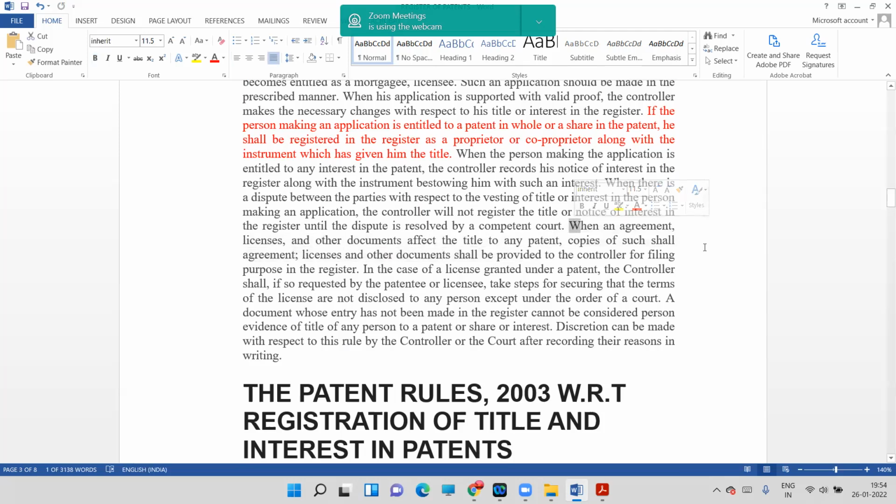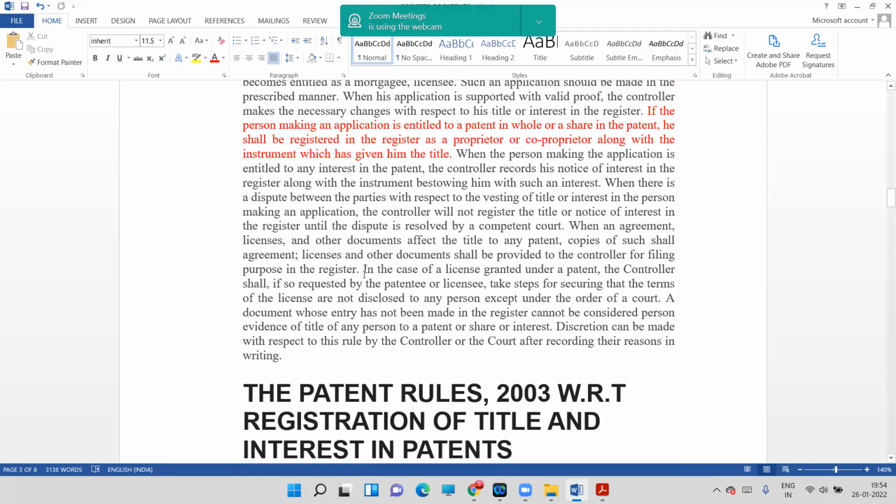ठीक है, ये 2-3 पॉइंट इंपॉर्टेंट हैं. अगर ये फर्स्ट वाला जो है अगर डिस्प्यूट है, then after resolution of that dispute, then and then only it will go into file. When an agreement, license and other documents affect the title of any patent, copies of such agreement, license and other documents shall be provided to the controller for filing purpose in the register.